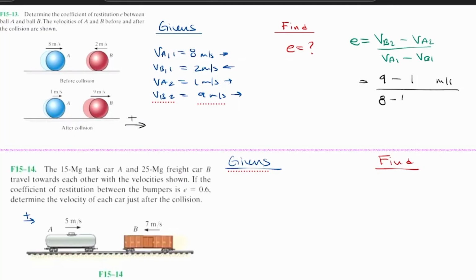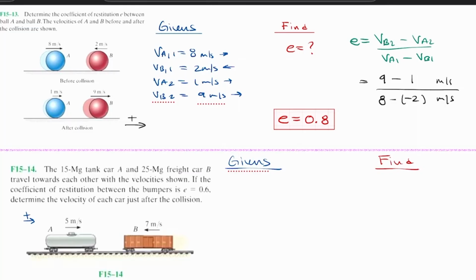Of course, we're going to assume to the right is positive. This is 8 minus, notice because the VB1 is going to the left, this will be negative 2, also in meters per second. So when you work it out, the coefficient of restitution is 9 minus 1, that's 8, over 8 minus negative 2, that's going to add up to 10. So this is 8 divided by 10, which equals 0.8. So we have a pretty elastic collision. And we see that the particles bounce back, but they bounce back with different velocities. So that's how we find the coefficient of restitution.